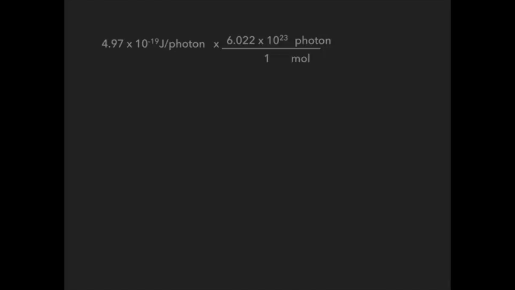And so now when I just multiply that across, I have 2.99 times 10 to the 5th joules per mole, and that's it. So you went from nanometers into meters. You were able to figure out frequency, then energy, so joules per photon, and then into joules per mole. And so all the questions in your lab will be some sort of variation of all of these steps.